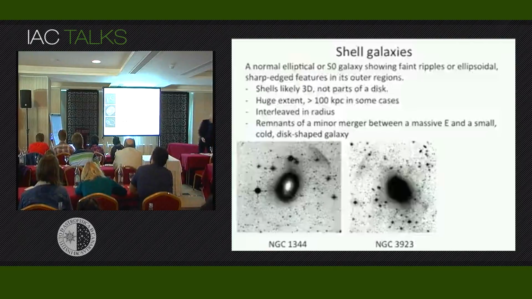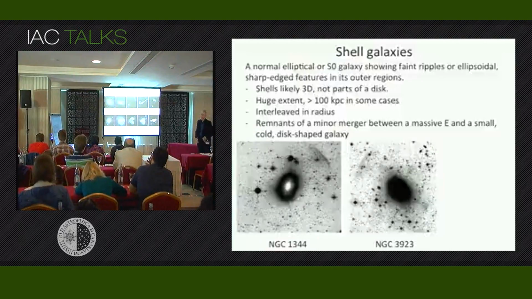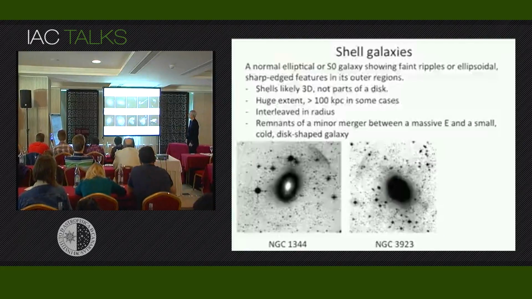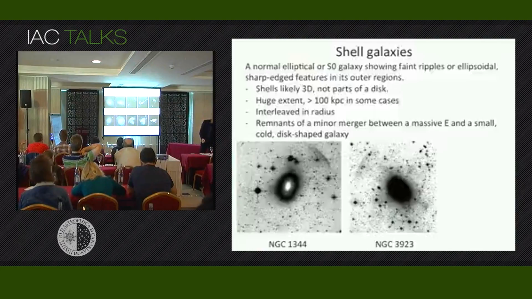They're very, very large. You see the elliptical is in the middle of those overexposed zones. It's a much smaller object, so these are very large features. They're interleaved in radius. They can alternate. And it's believed, and this is one of the great success stories in galactic dynamics, was explaining the nature of shells, that they were remnants of a minor merger between probably a gas-poor, relatively cold disk galaxy and a massive elliptical whose potential was barely affected by this. And these shells represent the maximum excursions of disrupted stars from the encounter.